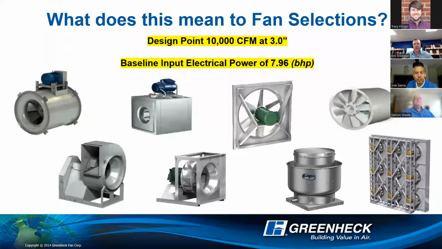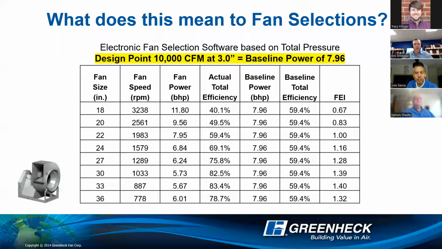To hit an FEI of 1.0, you have to select and install the fan below an input power of 7.96 to be an FEI of 1.0 or greater. So let's just look at a utility set at that duty point. You can see the baseline power is the same no matter what fan size I use. And these are all utility sets, just different fan size.